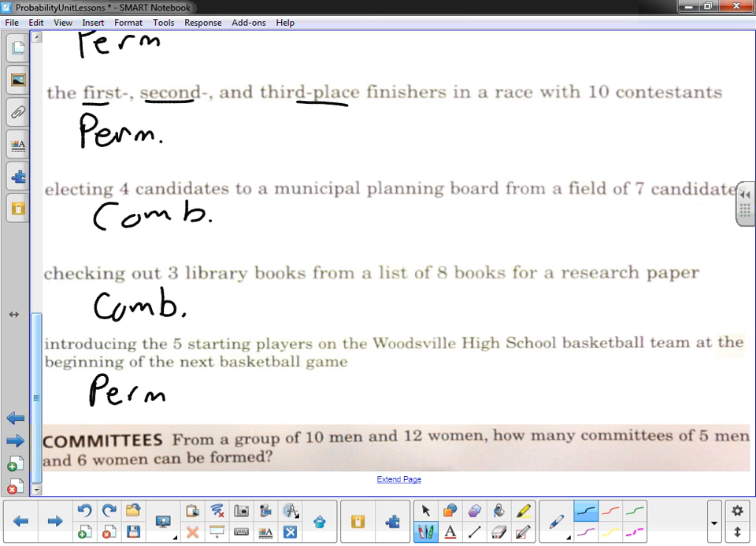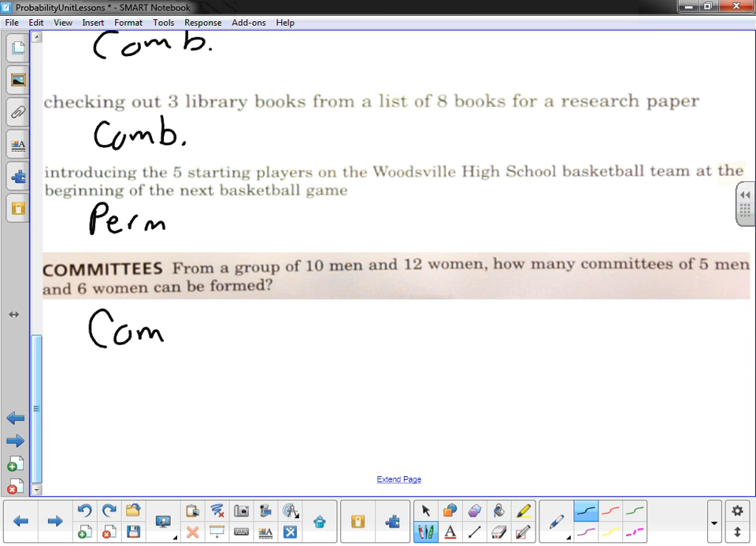Okay, let's say I want to have a committee. So we got from a group of 10 men and 12 women, how many committees of 5 men and 6 women can be formed? Okay, now here, this is a combination of combinations. Because I got to get 5 guys out of the group of 10. That's a combination. I got to get 6 women out of the group of 12. That's a combination. Now from that, since I've got 2 groups, male and female, I combine this with the fundamental counting principle. So I'm going to take those two combinations and multiply them together. So that's the way that works.